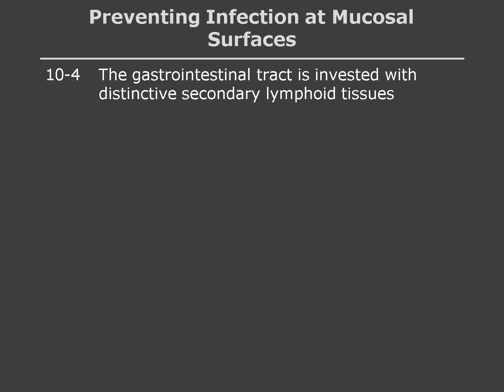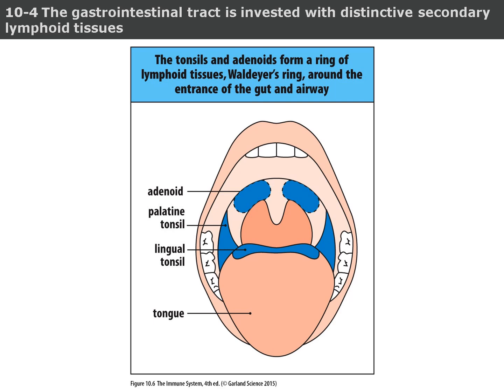The gastrointestinal tract is invested with distinctive secondary lymphoid tissues. The entrance to the gut and airway is protected by a specialized ring of secondary lymphoid tissues known as Waldeyer's ring. This immune ring includes the adenoids, palatine tonsils, and lingual tonsils. Together, these tissues form the first line of immune surveillance, ready to detect and respond to pathogens entering through the mouth or nose. This anatomical arrangement ensures that immune responses are rapidly initiated right at the gateway to the gastrointestinal and respiratory tracts.